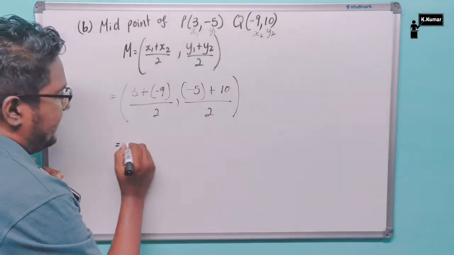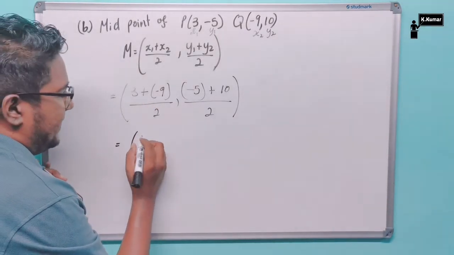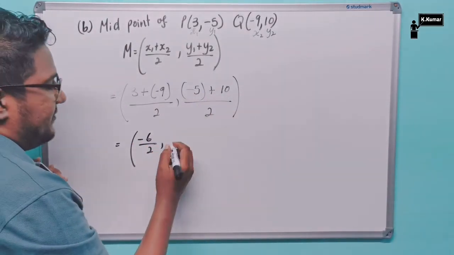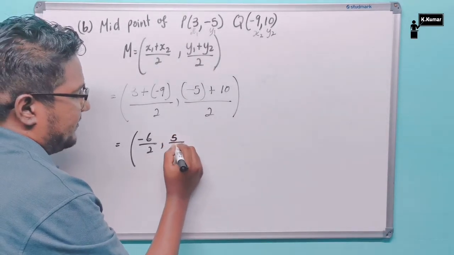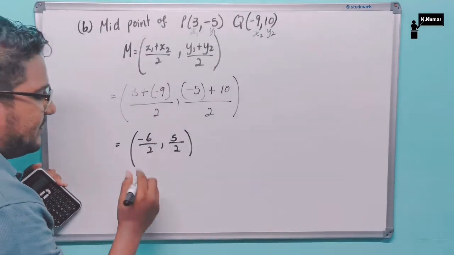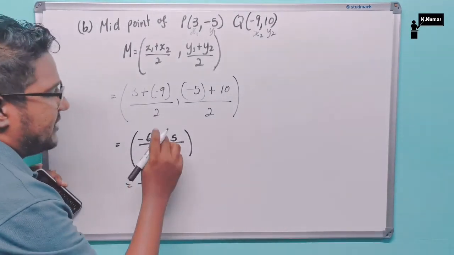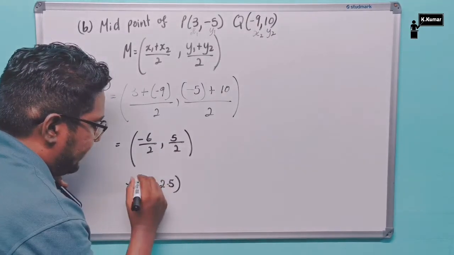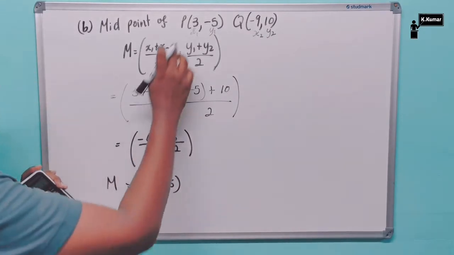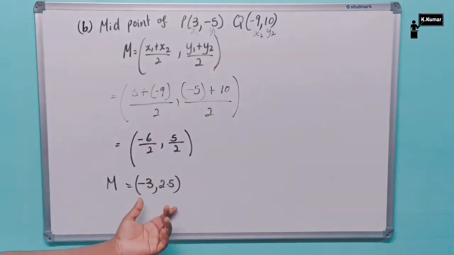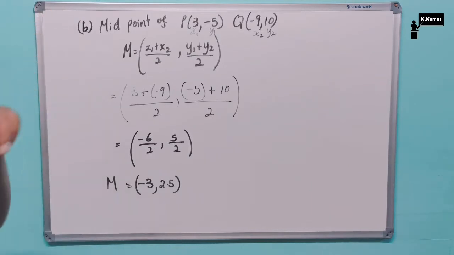Three plus negative 9 is going to give me negative 6 divided by 2, and negative 5 plus 10 is going to give me 5 divided by 2. So negative 6 divided by 2 is going to give me negative 3, and 5 divided by 2 is going to give me 2.5. So our midpoint for the line PQ with coordinates (3, negative 5) and (negative 9, 10) is (negative 3, 2.5). Now this is in worded questions.